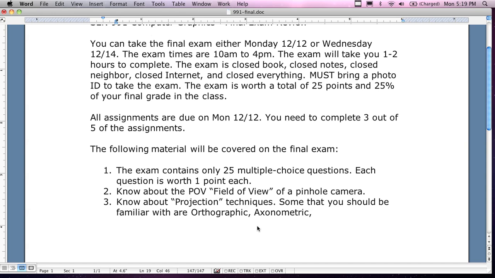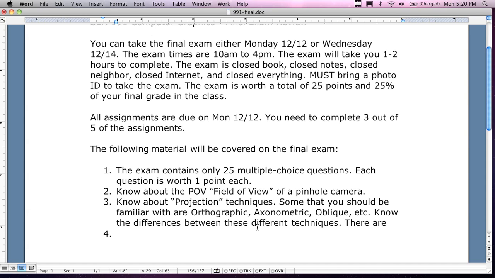Did I spell that right? I did. Oblique, etc. Know the differences between these different techniques, because question number 3 is also on the same topic, and 4. So questions 2, 3, and 4 are all on the same topic. I'll just put here, there are 3 questions on this topic.